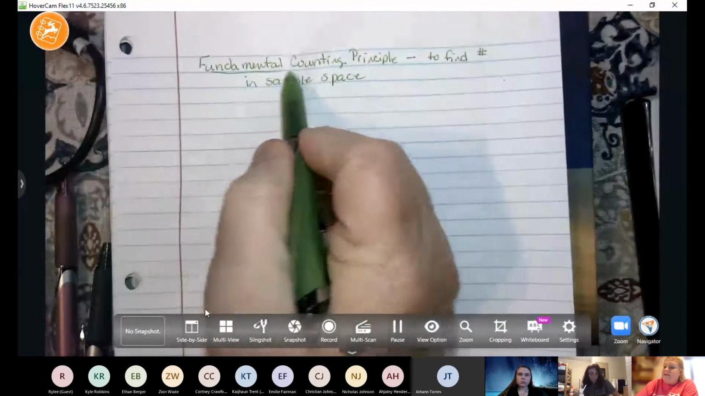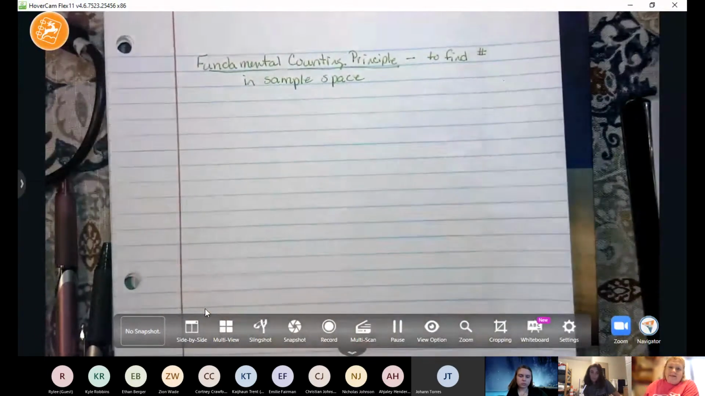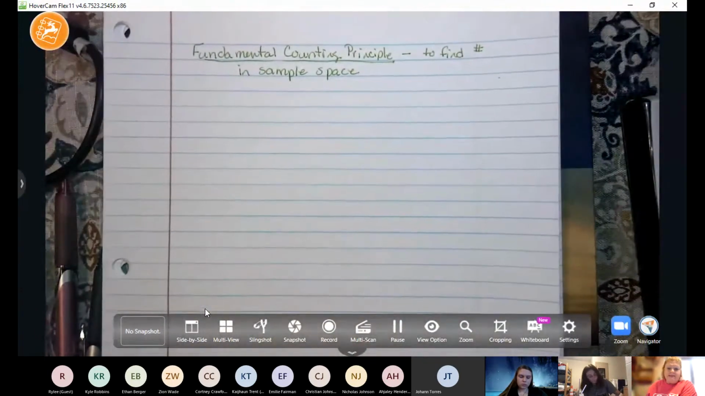The fundamental counting principle can only tell us how many is in the sample space. It doesn't tell us what's in the sample space. It can only tell us how many is in the sample space.